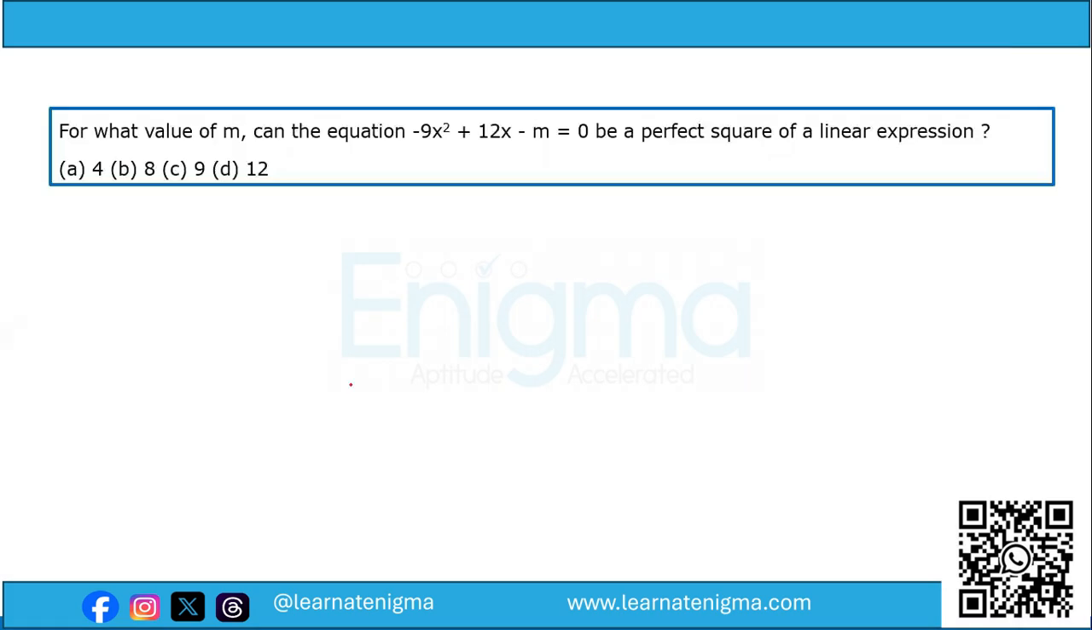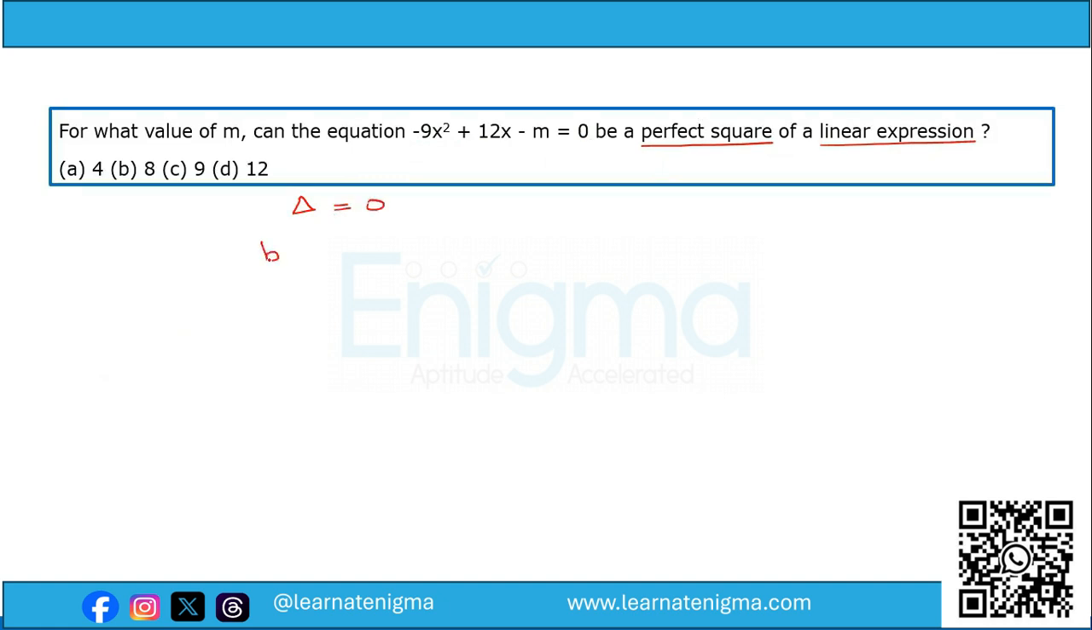For what value of m can the equation -9x² + 12x - m = 0 be a perfect square of a linear expression? Now, as we want a perfect square of a linear expression, that means the roots must be equal. And the condition for roots equal is delta is equal to 0.